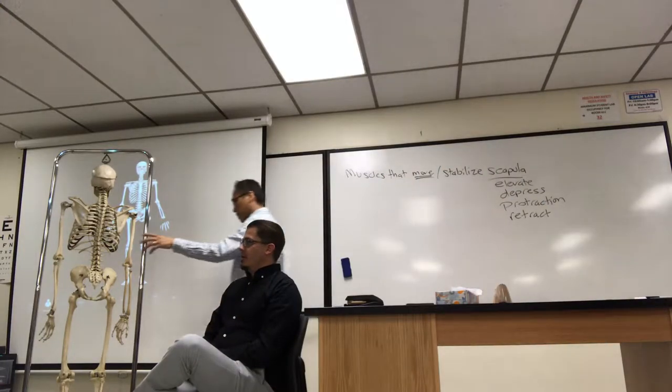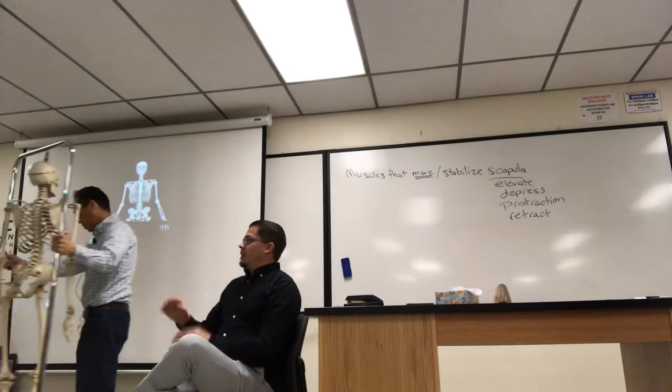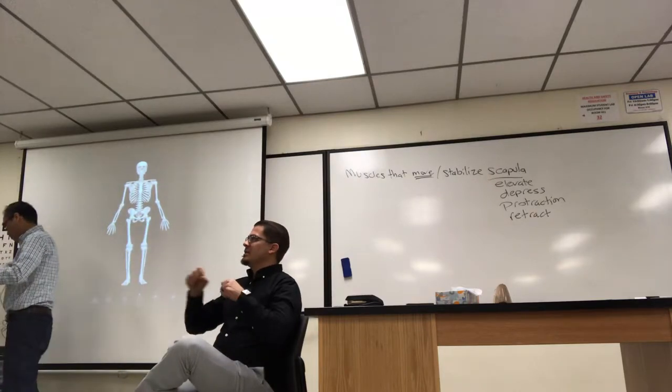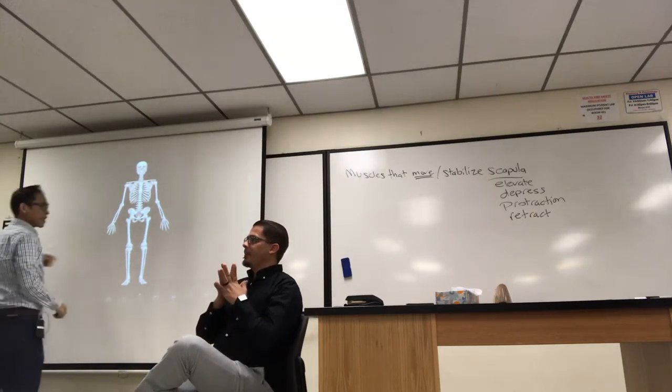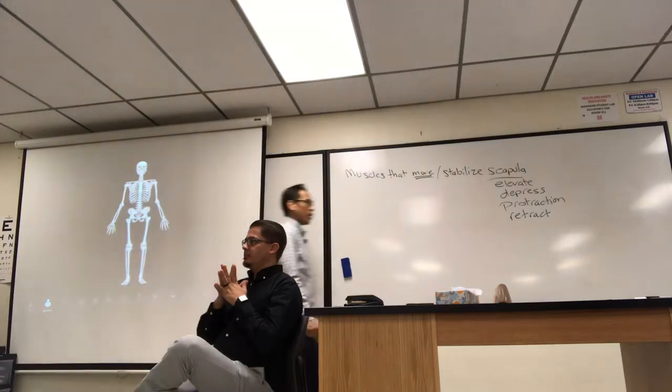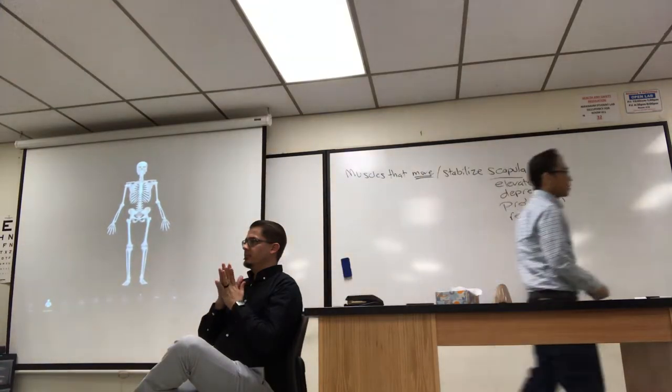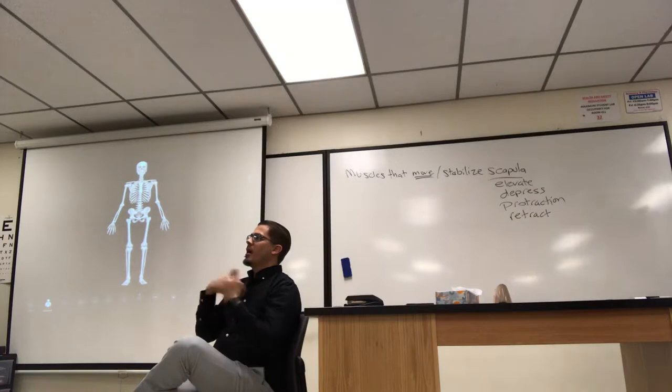So they're muscles that are stabilizers. Those are the kinds of things I'll say when I talk about the muscles that attach the scapula, because that's what all of these muscles have in common. They're going to have some kind of attachment to the scapula. So the first muscle is trapezius.